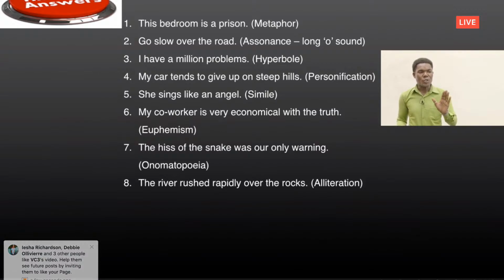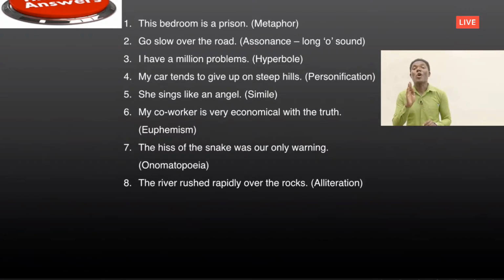Assonance. Go slow over the road. The long O sound. Right? Long O. Go. O. A sharp long O sound. Slow. Sharp long O sound. Over. That's a longer long O, but it's still a long O. And road. A longer long O. Very good. Assonance.